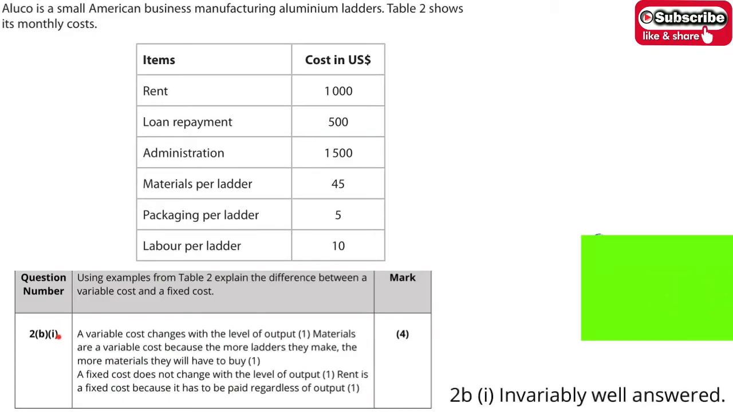For part 1, we have to make use of table 2 to explain the differences between variable cost and fixed cost. When you make use of table 2, that means you have to get examples. Say for example, rent would be the fixed cost. On the other hand, materials would be the variable cost. And of course, you have to give a definition. Variable costs change with the level of output, but fixed costs don't change with the level of output. A lot of students can do this very well. Of course, you may have other answers.